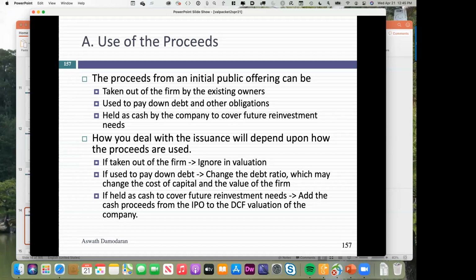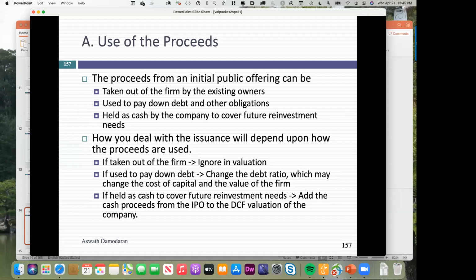One is they can let existing owners cash out. That's what happened in Spotify. When Spotify went public, on the day of the offering, money came into the firm and left instantaneously. Why? Because owners cashed out. Existing owners decided this was their time to make their money and walk away.